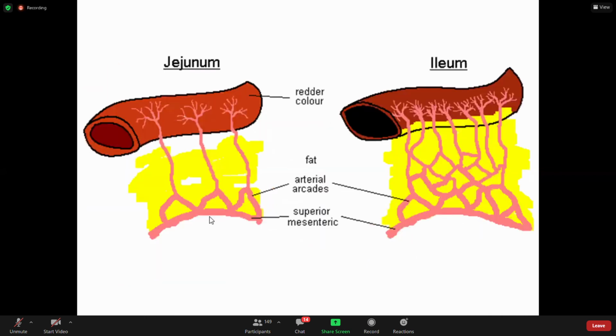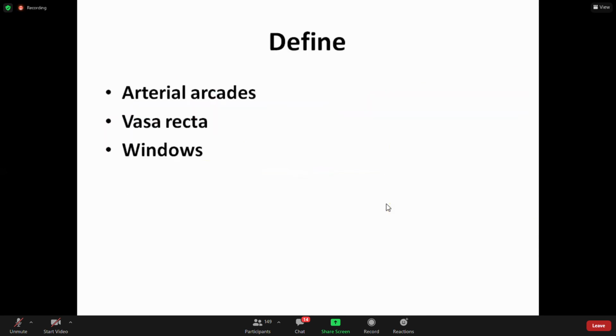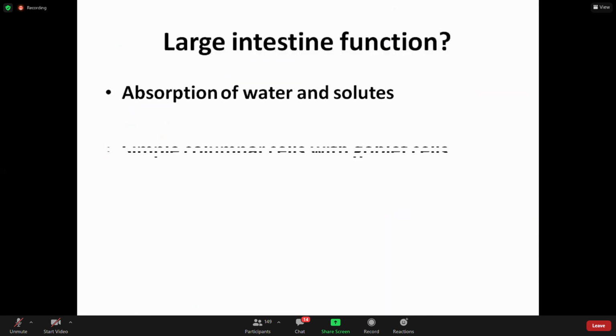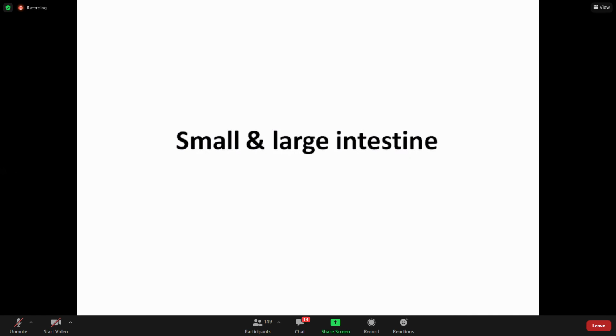This is the arterial arcade, vasa recta. You can differentiate the vasa recta of duodenum and ileum. Similarly, you can differentiate between the arterial arcade, which is 1 or 2 rows in case of duodenum, while in ileum it is 3 to 4 rows. So this is all about our today's session.